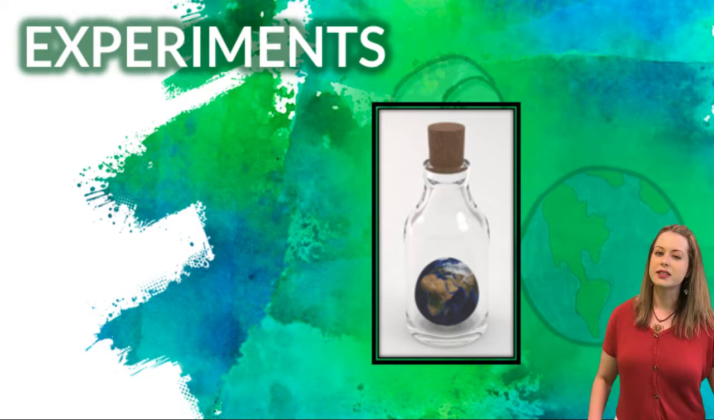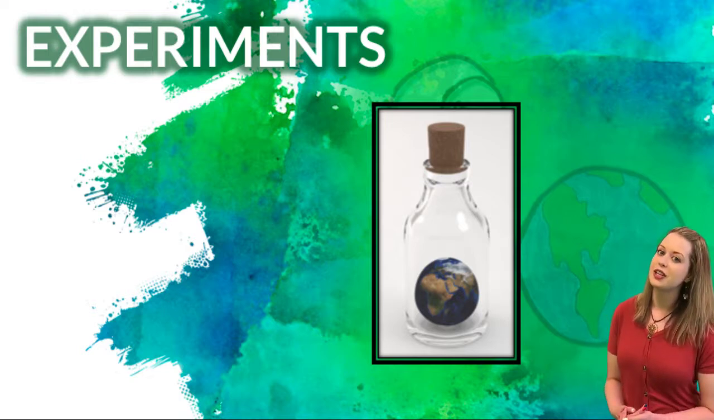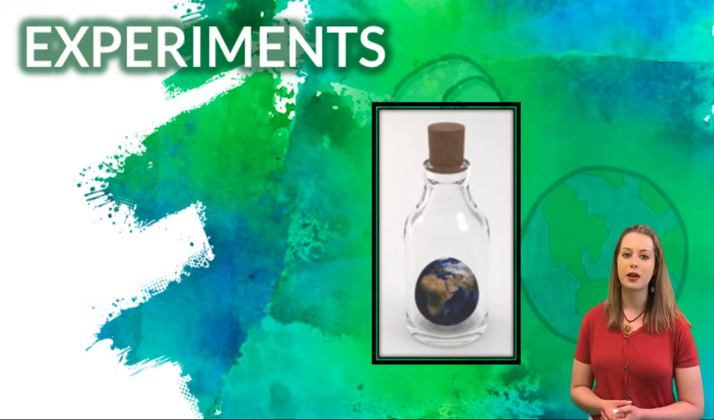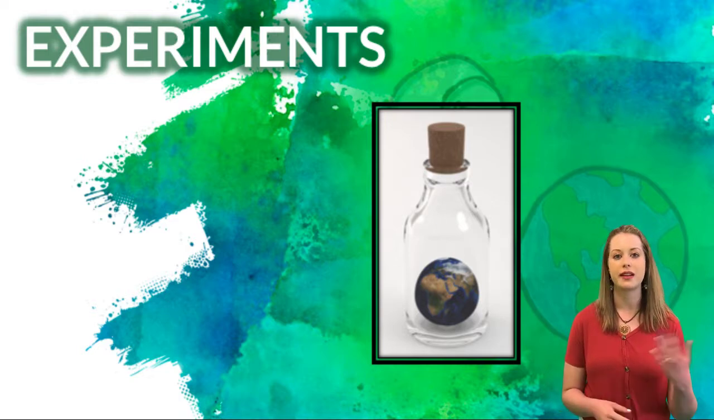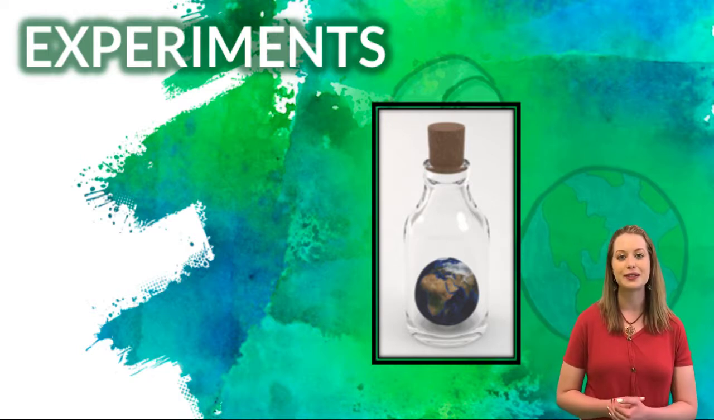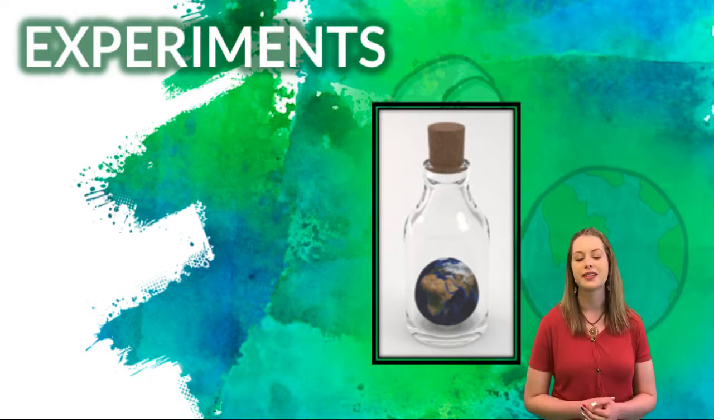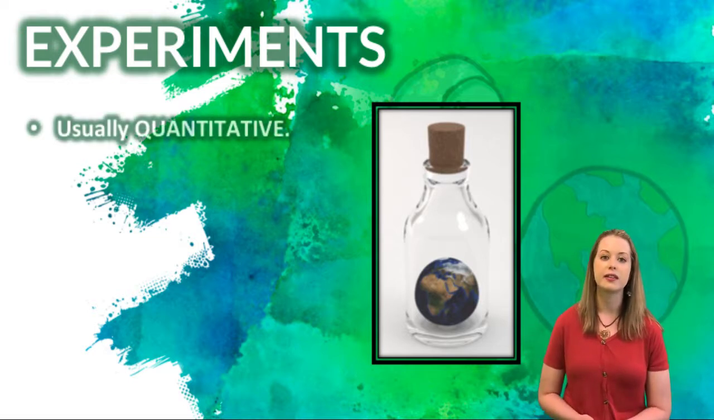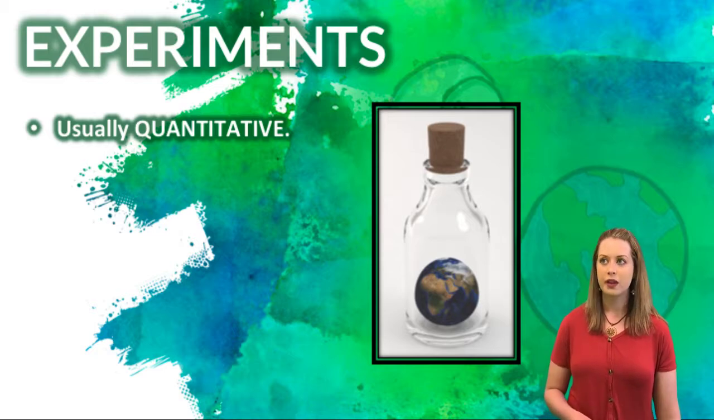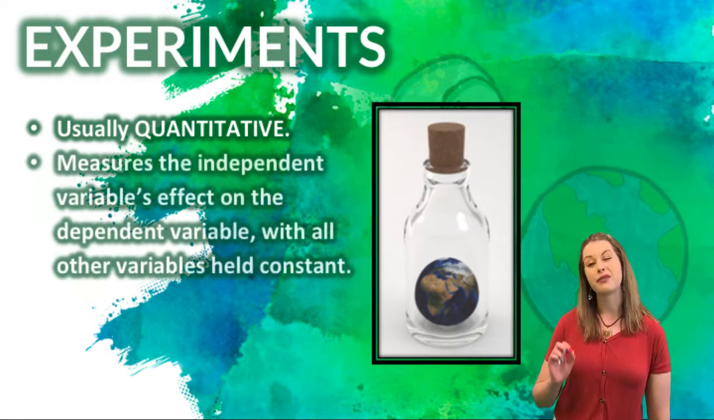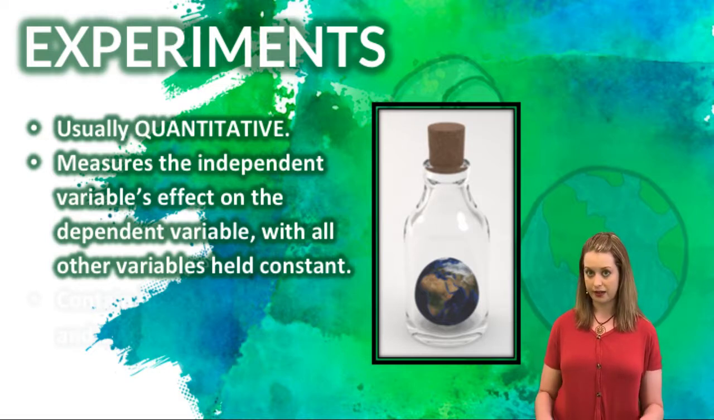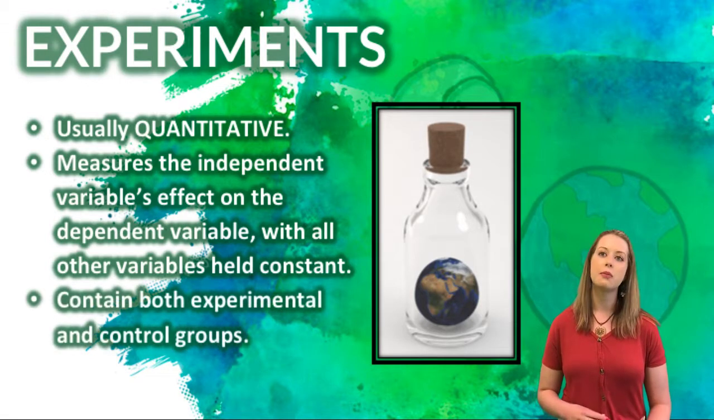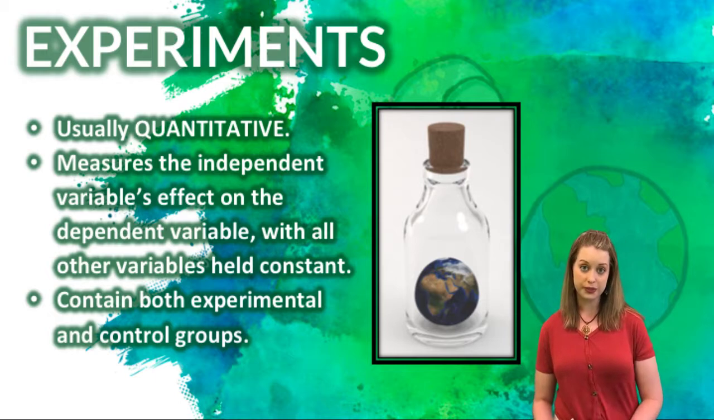Experiments aren't commonly used in sociology. However, occasionally we do talk about sociological experiments, especially ones that happened in the 60s and 70s. We'll talk more about those famous experiments in later videos. But experiments are usually quantitative, and the thing with an experiment is that you're measuring the independent variable's effect on the dependent variable. And so you have to hold all other variables constant. They contain both experimental and control groups.